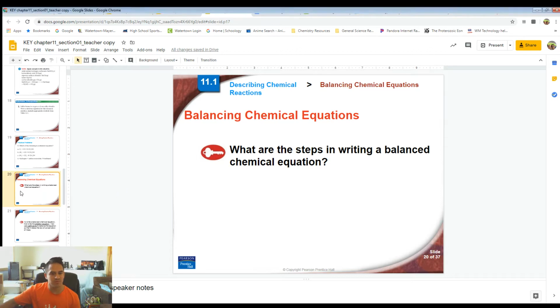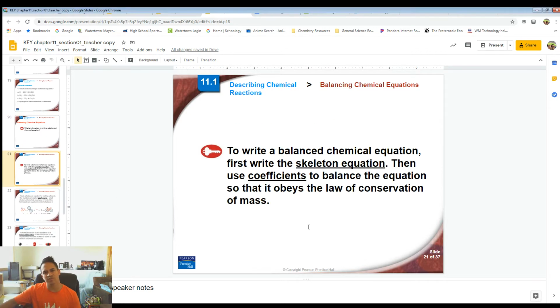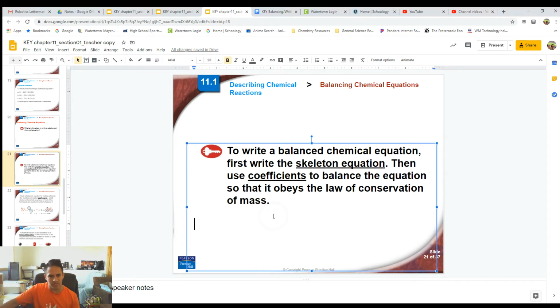So what are the steps in writing a balanced chemical equation? First off, let's understand what is a balanced equation and why do we need it. First, we're going to write a skeleton equation, which we just did in the previous problems. Then we're going to use these numbers called coefficients to balance the equation so that it obeys the law of conservation of mass. So what are they talking about here?